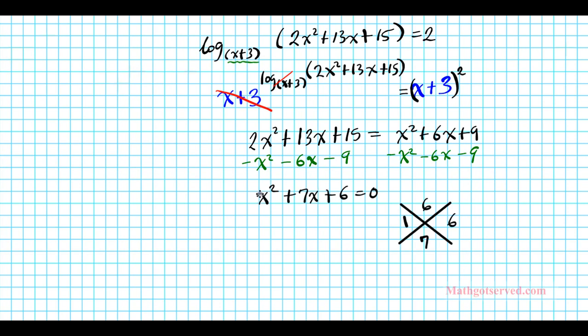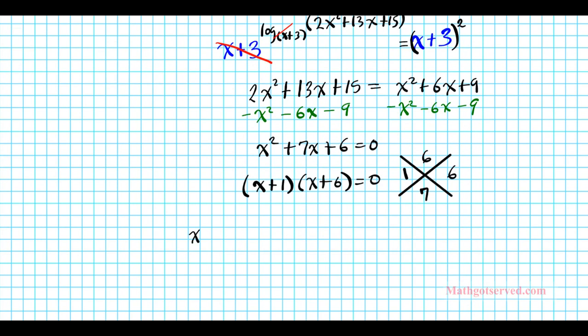Now, since a is 1 here, we do not have to factor by grouping. We can jump straight to the factored form. x plus 1 times x plus 6 equals 0. Now, using the zero product property, we have x plus 1 equals 0 and x plus 6 equals 0. So our potential solutions are x equals -1 or x equals -6.